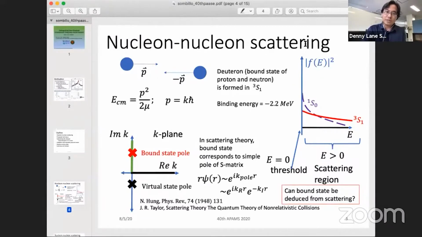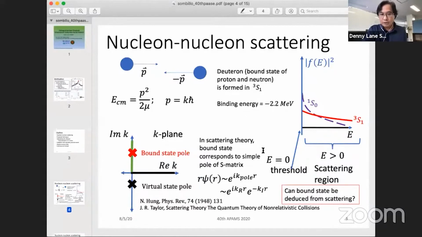So here you have the scattering cross-section, and I have here the two plots for the different partial wave amplitudes. This is the only thing that we can observe in experiment, that is, where the scattering energy is larger than zero, that is the scattering region. And E equal to zero here corresponds to the threshold where the two particles are practically at rest.